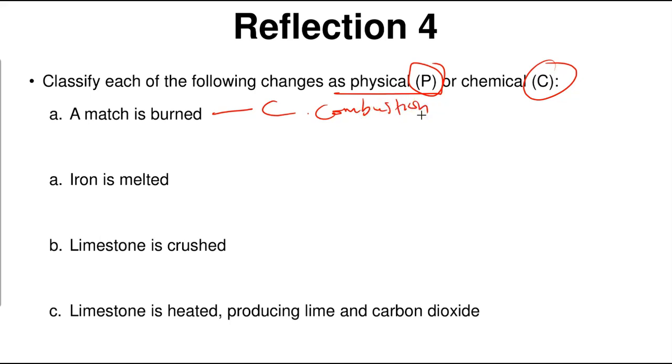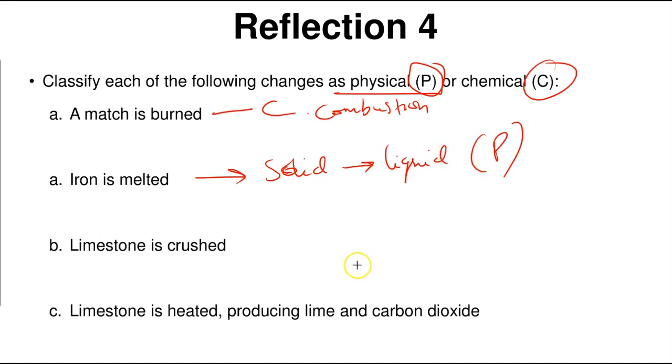Iron is melted. If iron goes from solid to liquid, it did not change the composition of iron, so this is just a physical change. Limestone is crushed. This is a physical change. Crushing simply means breaking down or reducing in size. You are just reducing it in size.